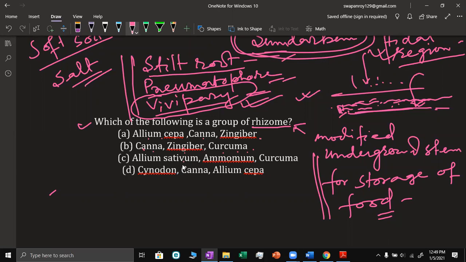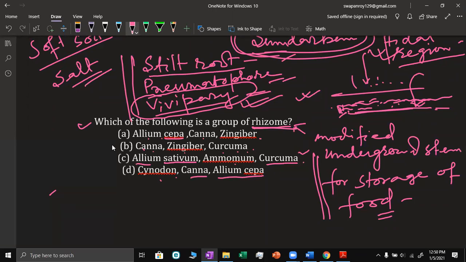Okay, and this one, amomum, curcuma. Curcuma is turmeric. This one is some other plant. Okay, and then cynodon, this is a grass, canna, and allium cepa. Allium sativum is garlic, allium cepa is onion. Okay, so which group is the rhizome?